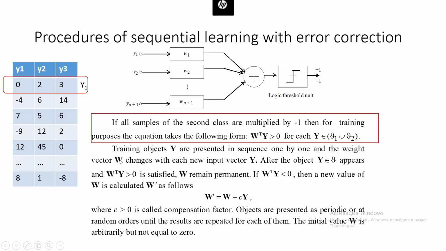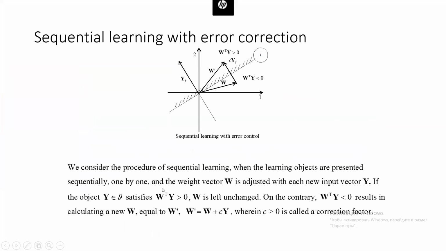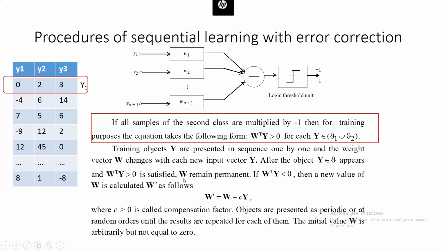So training objects from the dataset Y are presented in sequence, Y1 and so on, and the weight vector W. We just select the first object and we change the weight vector several times, the number of steps corresponding to the number of objects. When an object appears and this rule is satisfied, our weight vector does not change, so it remains permanent.